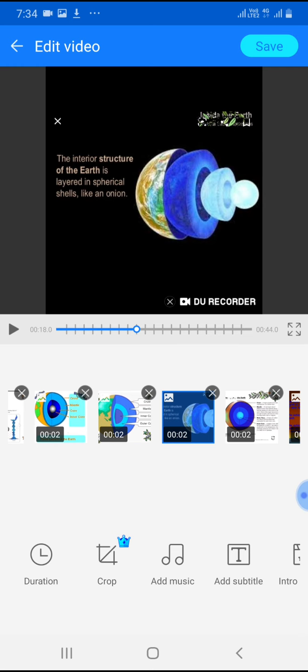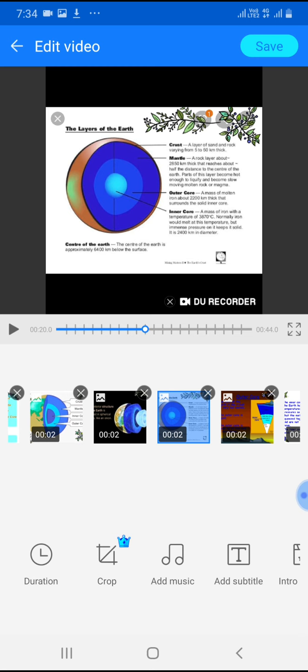Now I will tell you about the different layers of the earth one by one. Number 1 is the crust, a layer of sand and rock varying from 5 to 50 km thick. Mantle, a rock layer about 2850 km thick that reaches about half the distance to the center of the earth. Part of this layer becomes hot enough to liquefy and become slow-moving molten rock or magma.